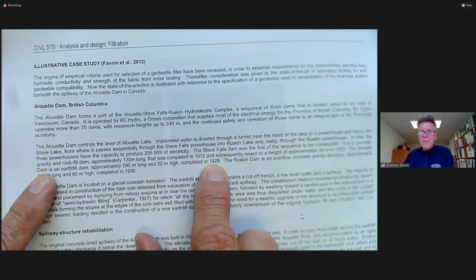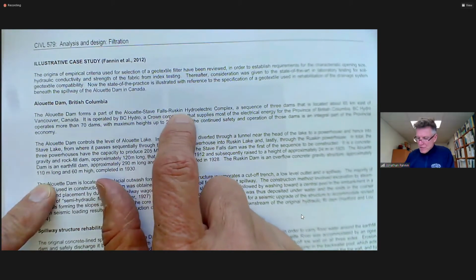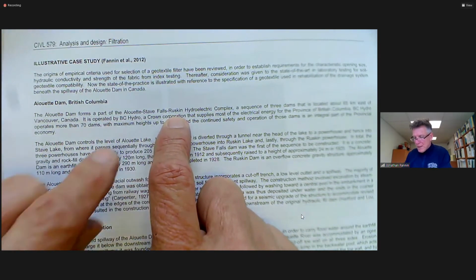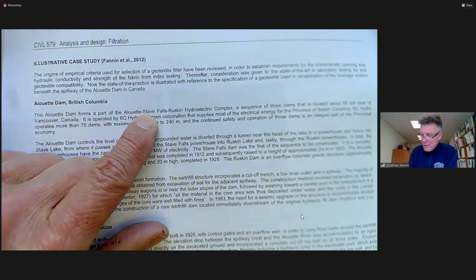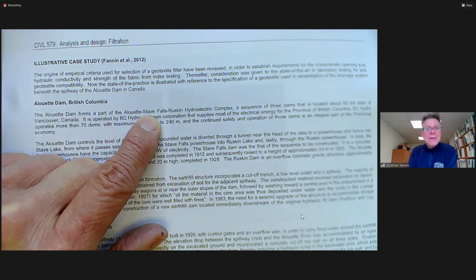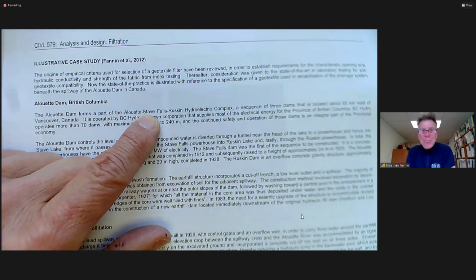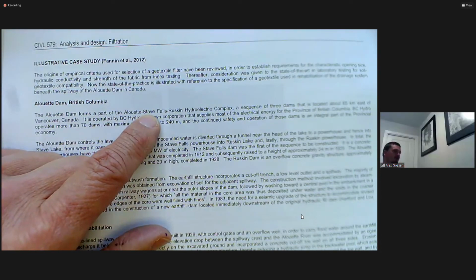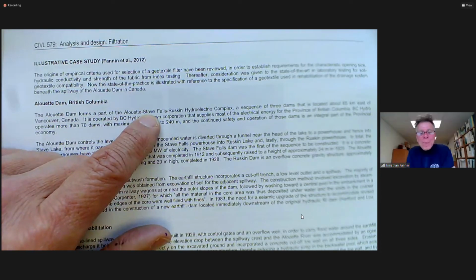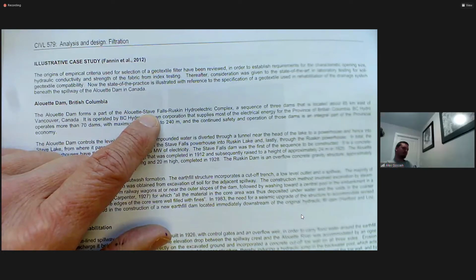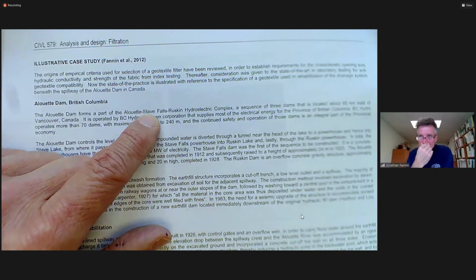It was part of a sequence: Alouette, Stave Falls, and Ruskin. Have any of you ever been to Stave Falls? I appreciate if you're in Iran or if you're in Africa. Probably not. But I grew up in Stave Falls. Been to Stave Falls Dam? I grew up there. You grew up there, Alex? Yeah. It's a neat area. It's not that far from Vancouver.